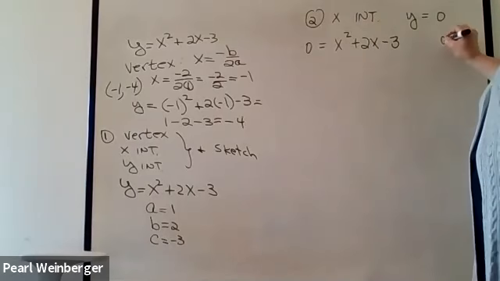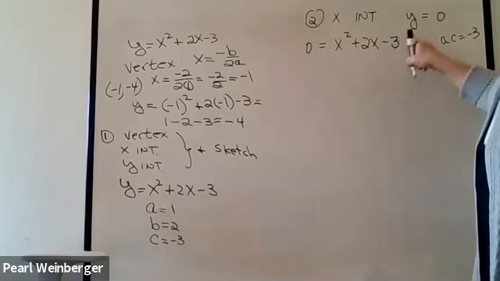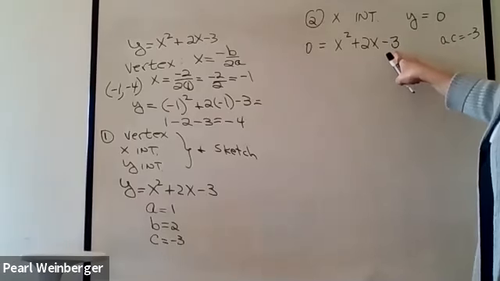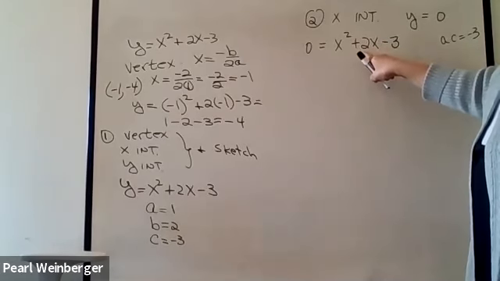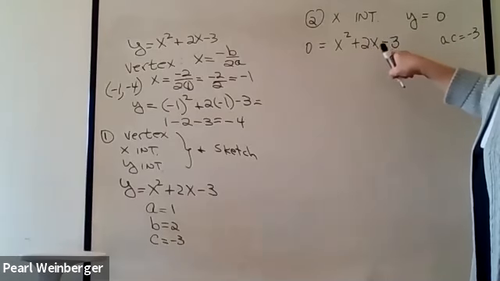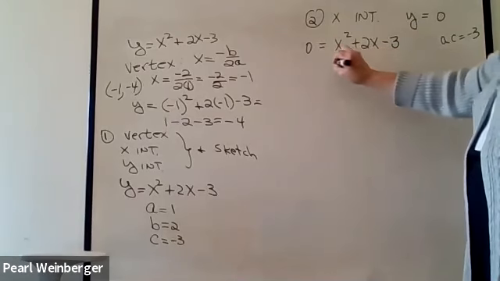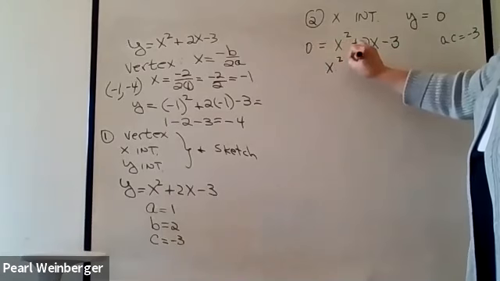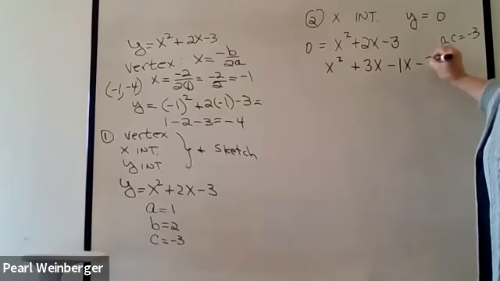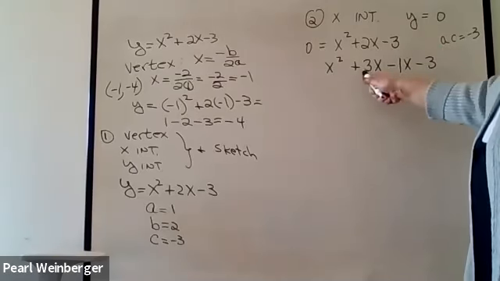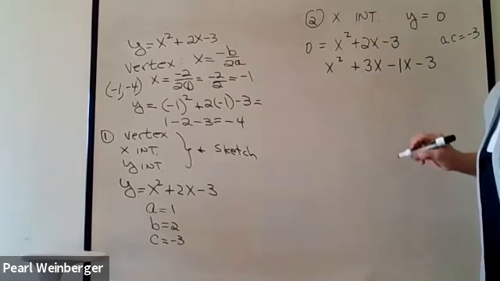And of course, in this case, your AC is -3, 1 times -3, which means you're looking for two numbers that multiply to 3, but when you subtract them, they're going to give you 2. Obviously, that's 3 and 1, and one's going to be positive and one's going to be negative. The larger number is going to be the positive. So we're going to break this x squared into positive 3x and minus 1x, because that'll give us two numbers that multiply to -3, but when we add them, will give us positive 2.